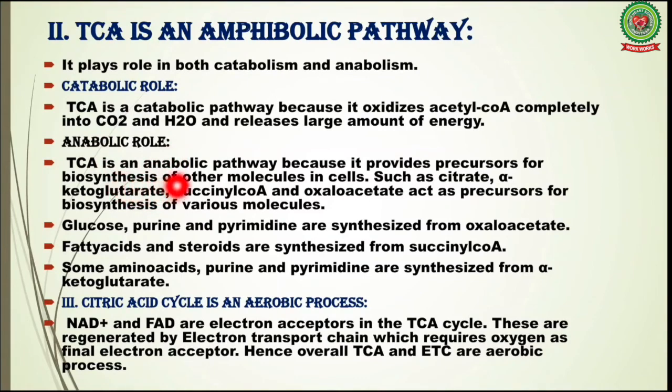TCA is an anabolic pathway because it provides precursors for biosynthesis of other molecules in cells, such as citrate, alpha-ketoglutarate, succinyl coenzyme A and oxaloacetate, which act as precursors for biosynthesis of various molecules. Glucose, purine and pyrimidine are synthesized from oxaloacetate. Fatty acids and steroids are synthesized from succinyl coenzyme A, and some amino acids, purine and pyrimidine are synthesized from alpha-ketoglutarate. So citric acid cycle is an aerobic process.